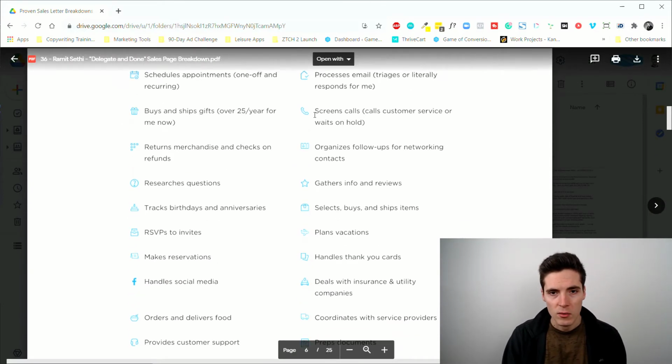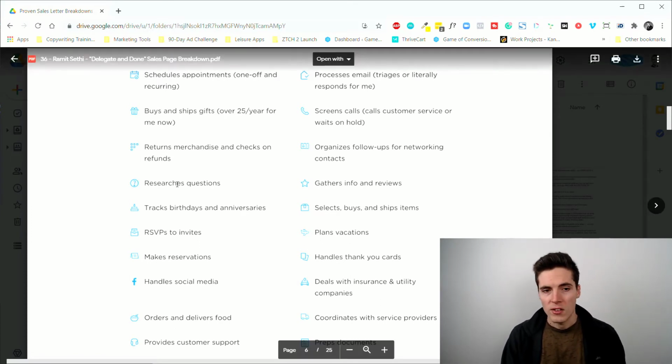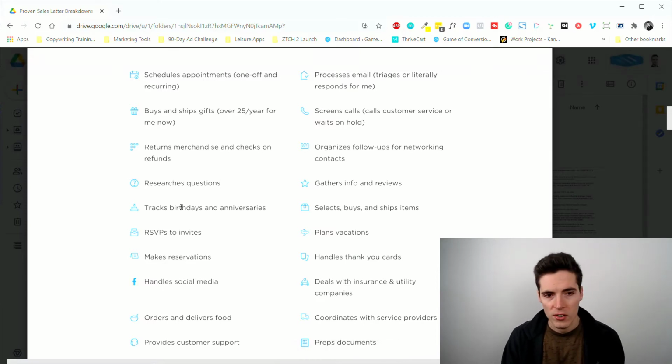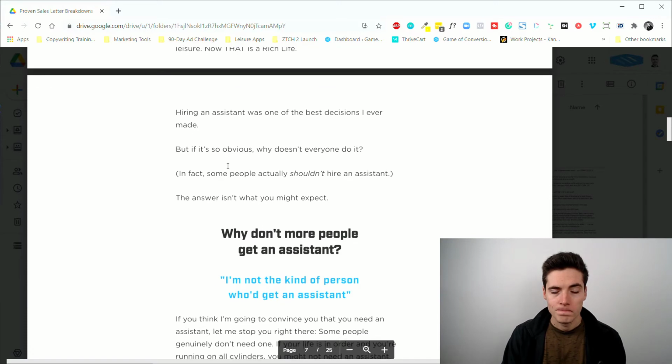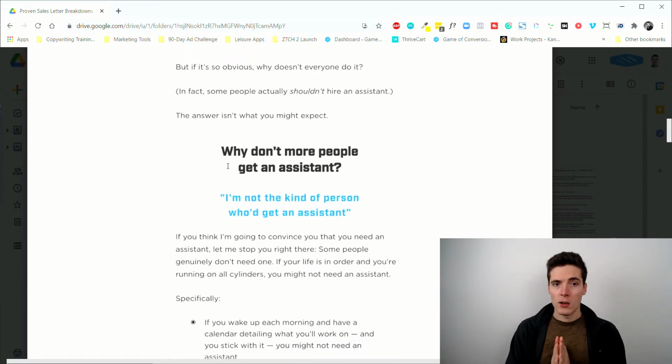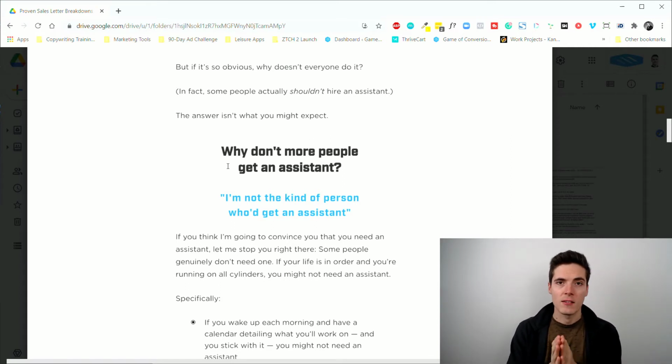All these things: screening calls, organized follow-ups, gathering info and reviews, research questions, RSVPs to invites, tracking birthdays and anniversaries, social media, stuff like that. After this part, one of the subheads says, "Why don't more people get an assistant?" This is the question that readers also have. So this is the objection, and here's the answer to it.